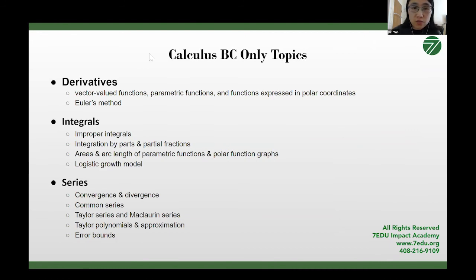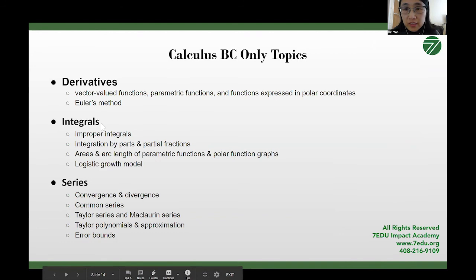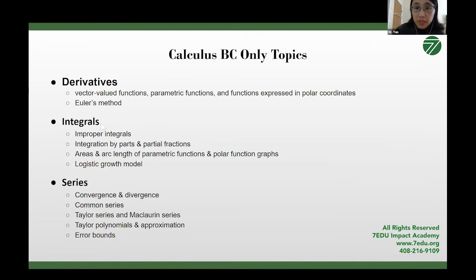Okay, so now let's move on to the BC part. Like I said, Calculus BC has an additional main topic, series. You only see series in the BC topics. But even for the derivatives and integral main ideas, which appear in the Calculus AB test, BC students will see additional subtopics under these two main ideas. In particular for derivatives, you will see vector, parametric functions, or functions expressed in polar. You also need to know how to use Euler's method.